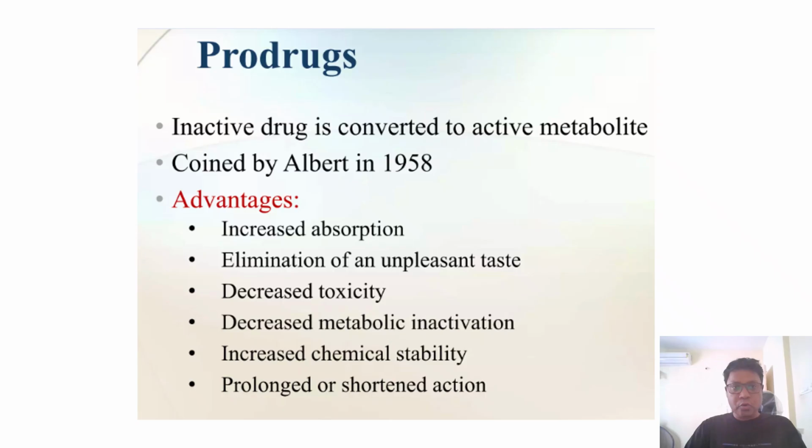Let us first know what prodrugs are. An inactive drug is converted to an active metabolite. This was first discovered by Albert in the year 1958. What are the advantages? It increases the absorption of the drug molecule, eliminates an unpleasant taste, sometimes decreases the toxicity of the drug, decreases metabolic inactivation, increases chemical stability, and prolongs or shortens the action.